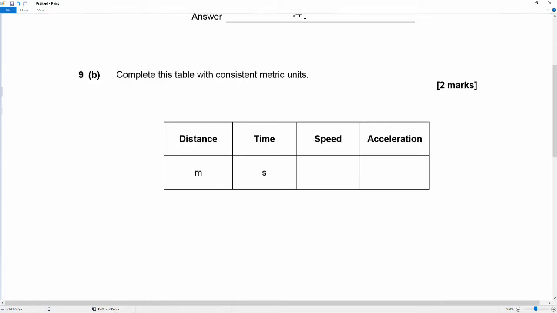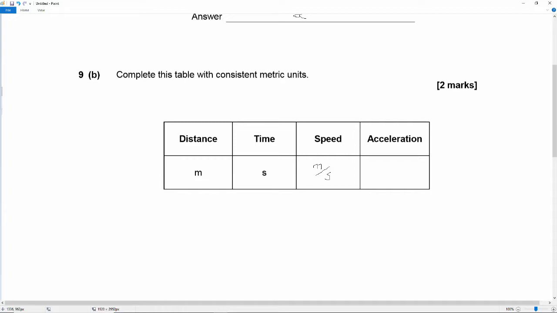And moving on to part B, it says complete this table with consistent metric units. So distance is measured in meters, time is measured in seconds. So speed, well, speed is distance travelled over time taken. So if distance is in meters and time is in seconds, then speed is meters per second, or meters divided by second.